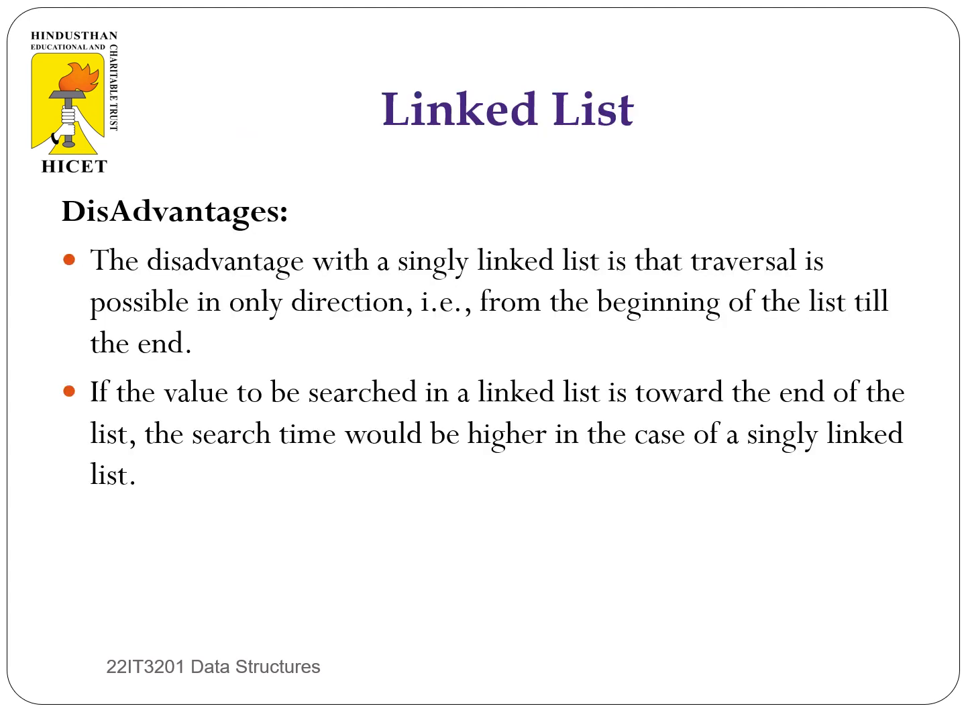Getting into the disadvantages of linked list. In a linked list, traversal is possible in only one direction. That is, in a singly linked list, traversal is possible only in one direction, from the beginning of the list till the end. If the value to be searched is towards the end of the list, the search time would be higher in the case of a singly linked list.